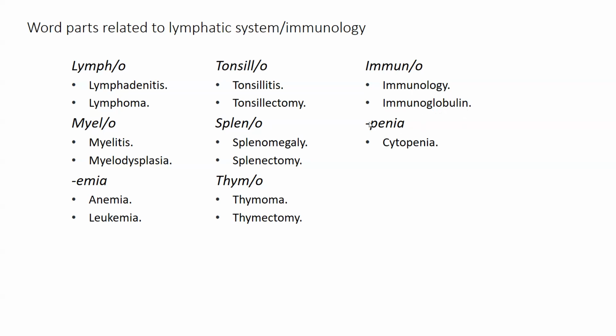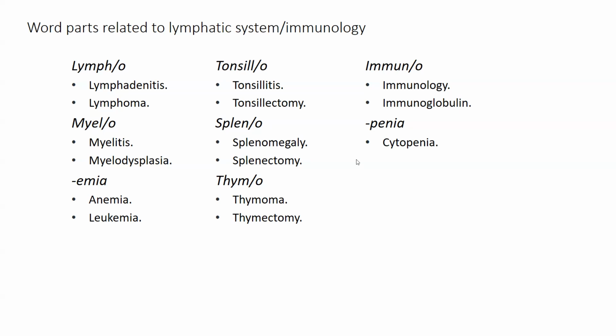Penia, as we saw before, refers to a lack of, deficiency of. So cytopenia is a lack of some type of blood cell in this context. A leukocytopenia, a lack of white blood cells. Erythrocytopenia, a lack of red blood cells. Thrombocytopenia, a lack of platelets.